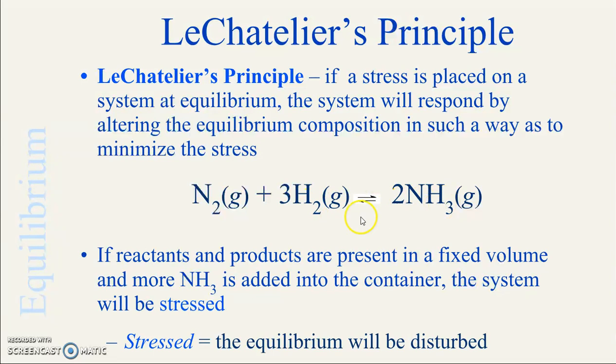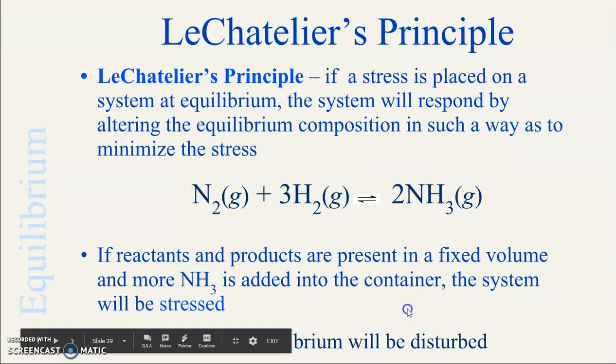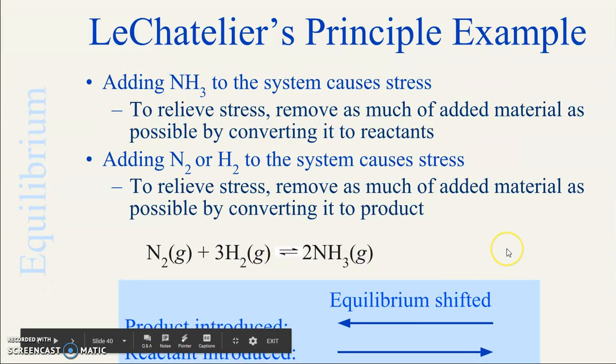If reactants and products are present in a fixed volume, and I add more ammonia, the system is going to be stressed. If I add more product, it's going to push to get rid of that product, so it's going to make more reactant. If I were to add more reactants, it's going to push to make more products to get rid of that reactant. So the stress is whatever I do to disturb the equilibrium.